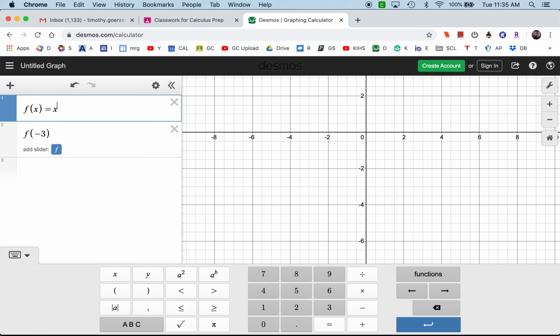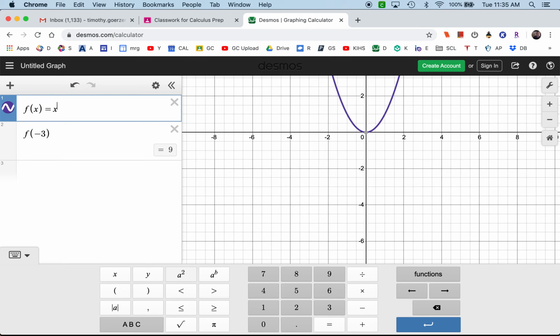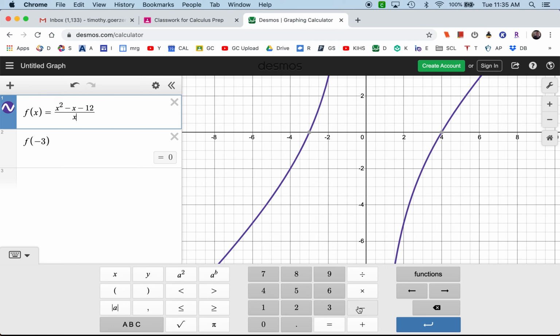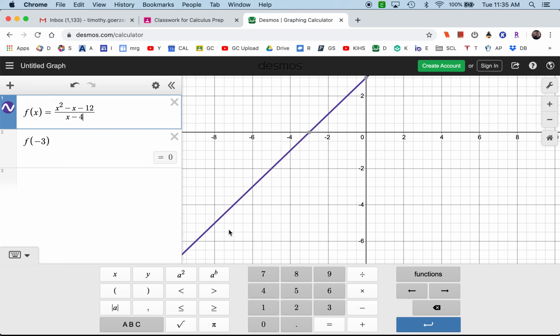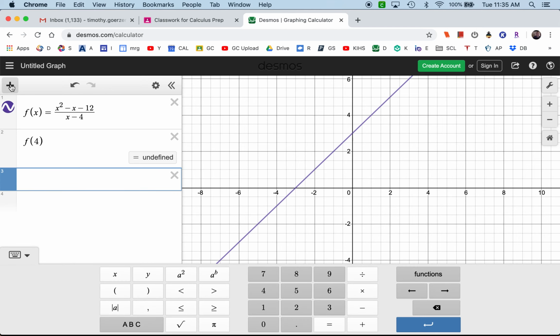This time I have x squared. This is what's on top. Oops, let me get the fraction line here. So x squared, subtract x, subtract 12. In the denominator is x subtract 4. Now I want to know as x approaches 4 this time. So if I just put in 4, you're going to see the answer is undefined. So off my graph, let's look at it, or do a table. So let's say that I do a table. I haven't done this, so let me try that.